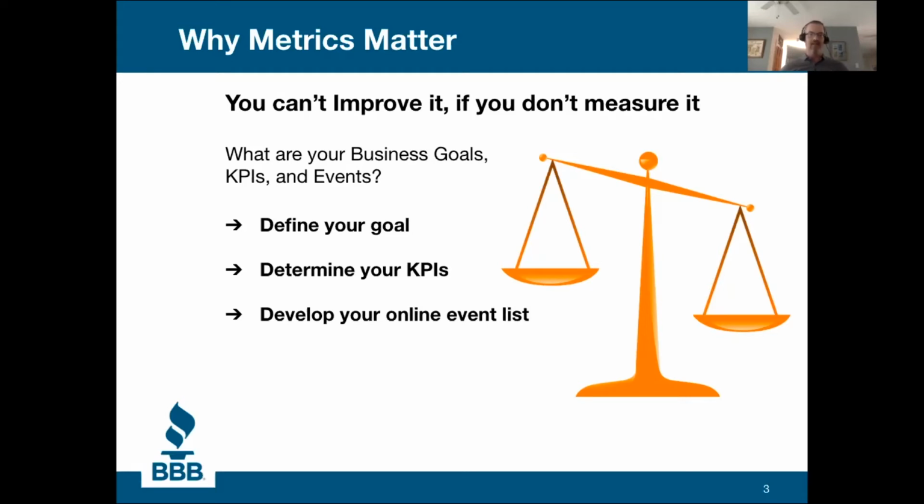That's the way this all comes together. Once you know what your goal is, then you develop the list of, for this discussion, online events that we're going to use to determine how we have performed. And then the KPIs, the key performance indicators, are going to be the data points that allow us to judge whether or not we're succeeding or failing in the goal.